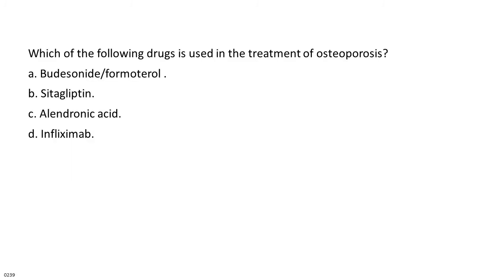Which of the following drugs is used in the treatment of osteoporosis? A. Budesonide, formoterol. B. Sitagliptin. C. Alendronic acid. D. Infliximab.